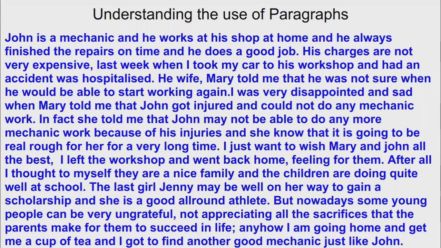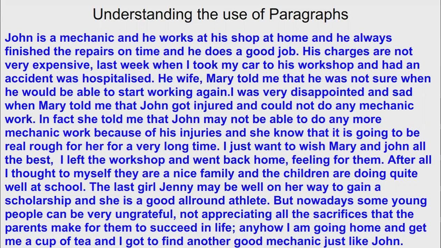I go to the next one now. At this point in time, now you have written about 4 or 5 sentences. Do you need to start a new paragraph? Or can you continue what you're saying at this point in time? It says his charges are not very expensive. Last week when I took my car to his workshop. So are we going to put the charges into this first paragraph? Or are we going to start a new paragraph with his charges?